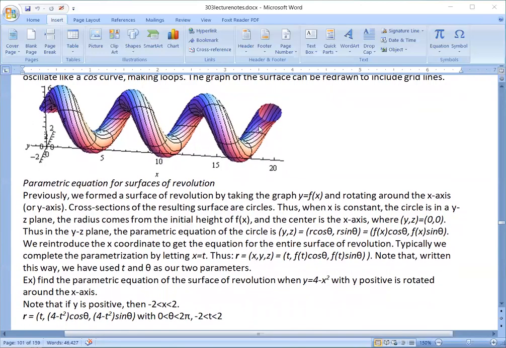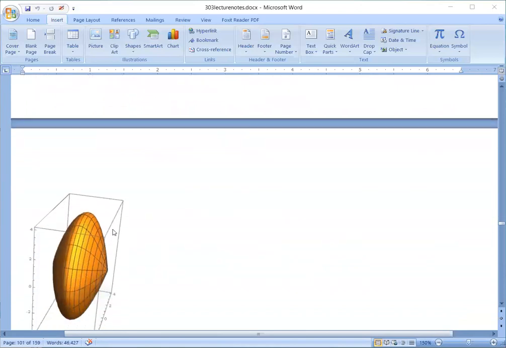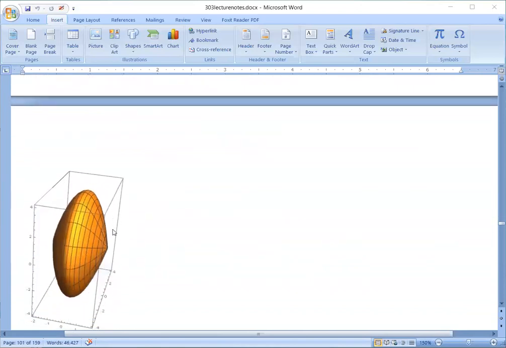So the formula for this surface is going to be r equals t, comma, (4 minus t squared) cos theta, comma, (4 minus t squared) times sine theta. And of course, a full revolution means theta is going to go from 0 to 2 pi. And t, since we let x equal t, will just go from -2 to 2. And what that gives you is this graph right here.